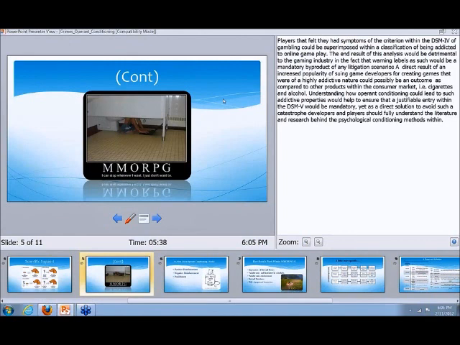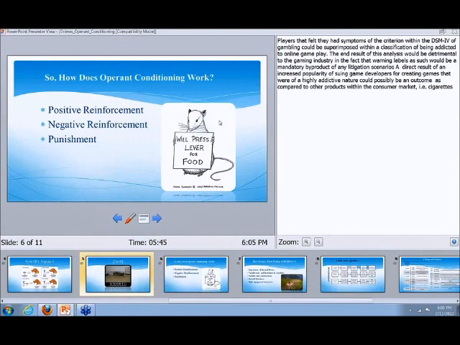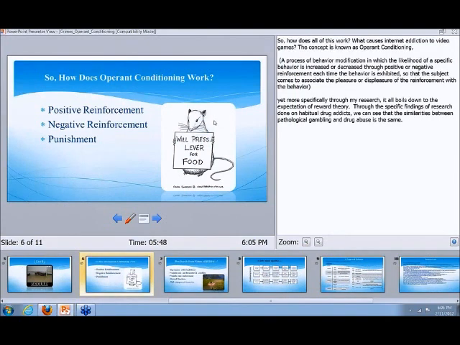So, how does it all work? How does operant conditioning work? What causes internet addiction to video games? It's basically known as operant conditioning. It's a process, this is a direct definition. It's a process of behavior modification in which the likelihood of a specific behavior is increased or decreased through positive or negative reinforcement each time the behavior is exhibited, so that the subject comes to associate the pleasure or displeasure of the reinforcement with the behavior.